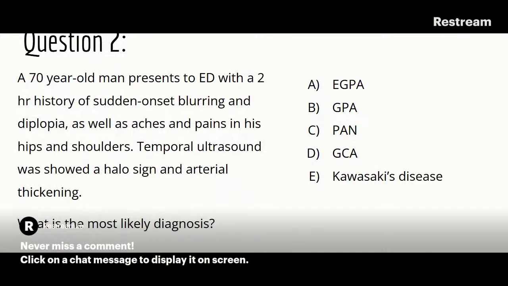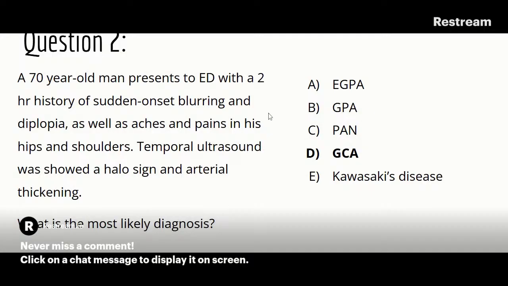So, a 70-year-old man presents to ED with a 2-hour history of sudden onset blurring, diplopia, as well as aches and pains in his hips and shoulders. Temporal ultrasound shows the halo sign and arterial thickening. What's the most likely diagnosis? I've unintentionally revealed that already, but it's going to be your GCA.